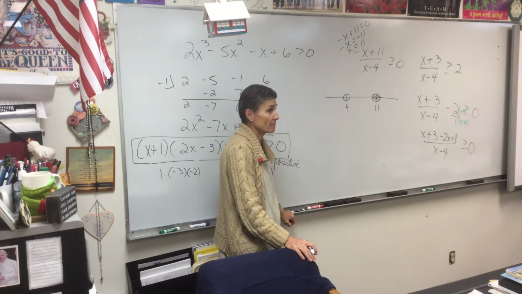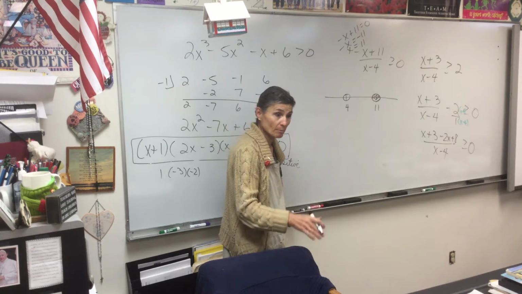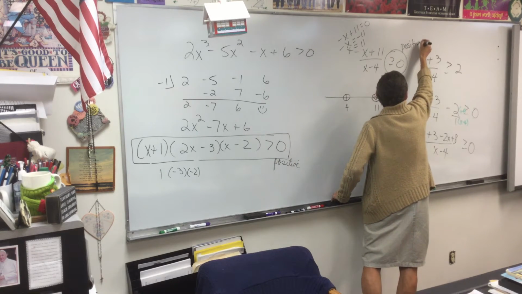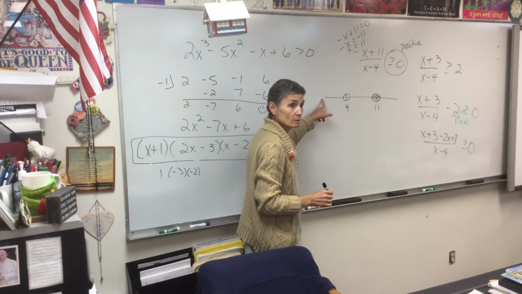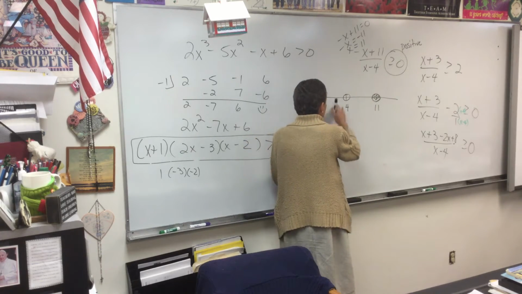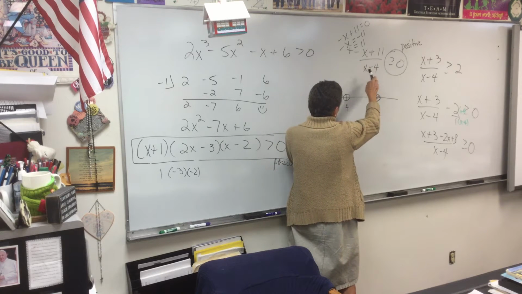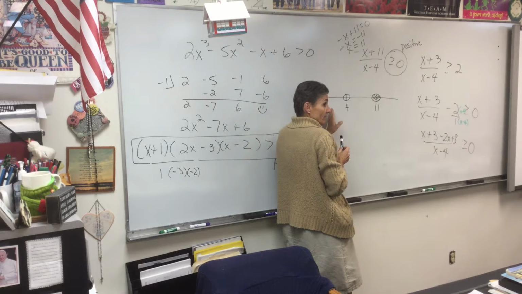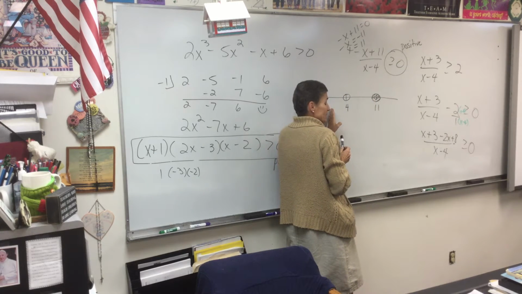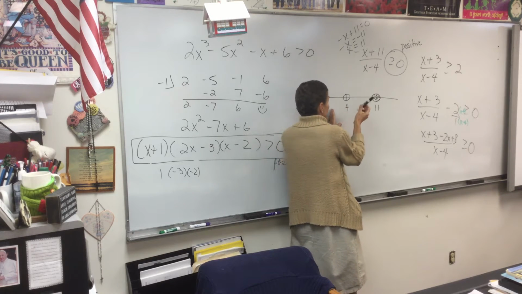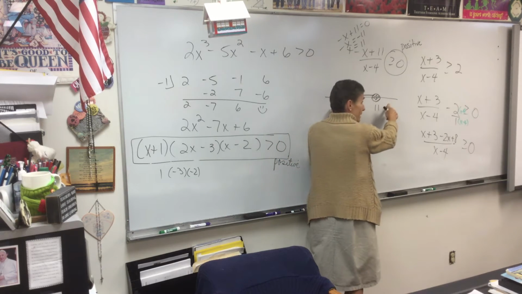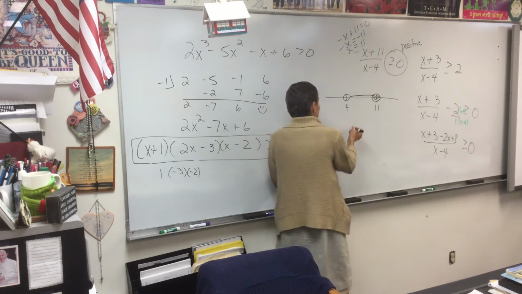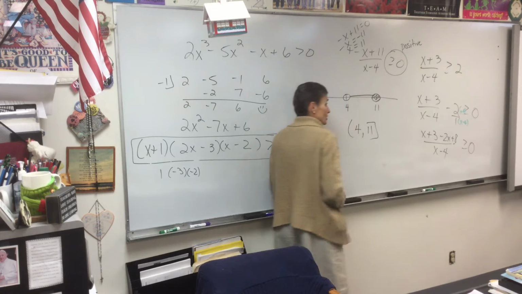Okay, now what am I going to do? I got my dots. Now I'm going to plug in a number, and I'm looking for an outcome that is positive, right? So if you want to use 0, you can. 0's over here. So if I put 0 in, what kind of a number would I get? Negative. I'd get a negative number, wouldn't I? 11 over negative 4? Okay, that isn't what I want. So this didn't work, which means this will and this won't. The alternating thing still works. So your answer is everything from 4 to 11.